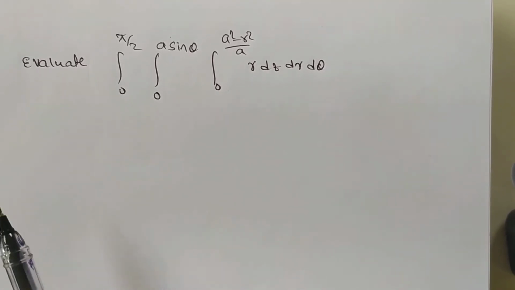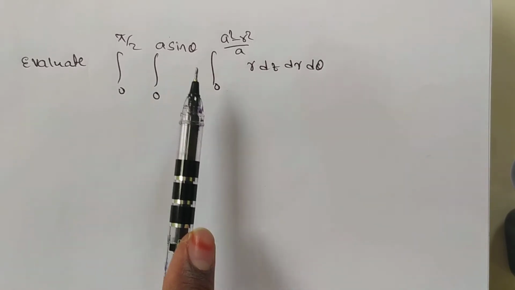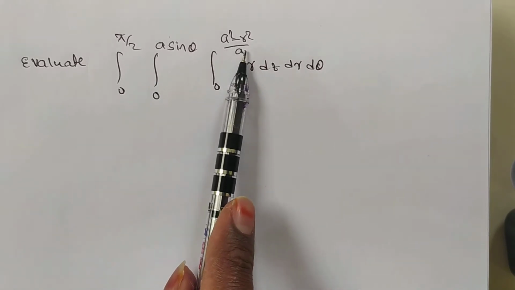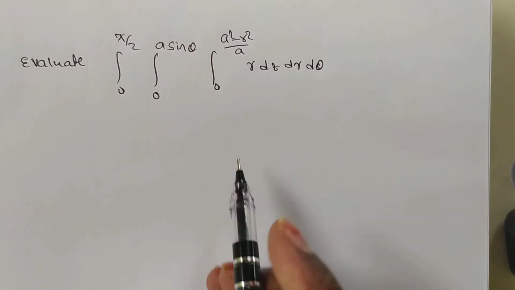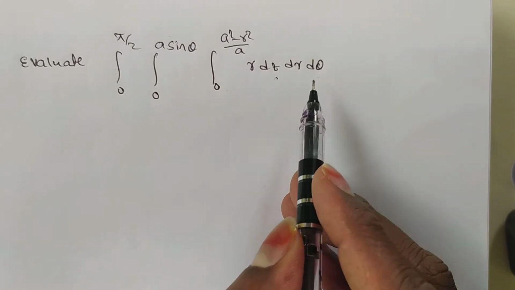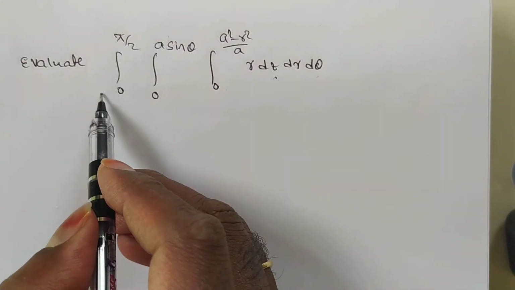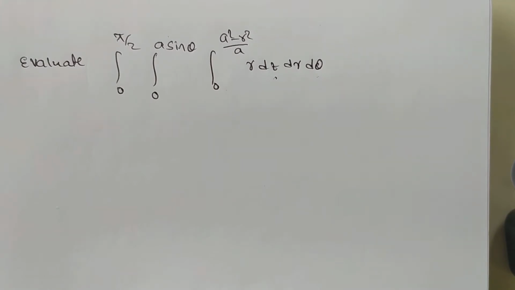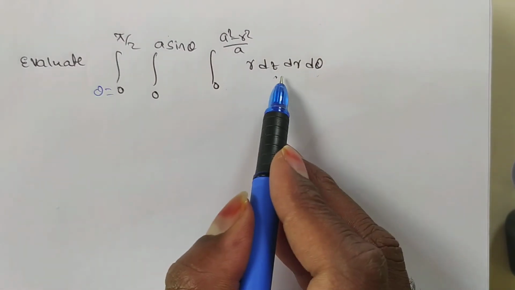Here they are given the integral from 0 to pi by 2, integral from 0 to a sin theta, integral from 0 to (a square minus r square) by a, r dz dr d theta. So here the variables we have are z, r, d theta. Generally you observe that the limit from 0 to pi by 2 is obviously the limit for theta only. Remaining you have z and r.